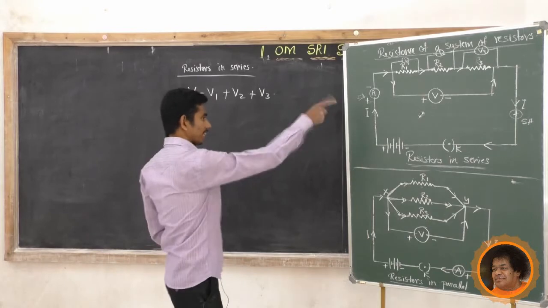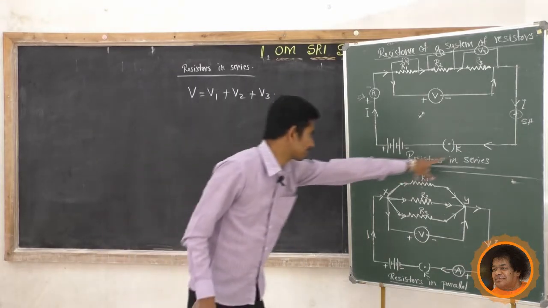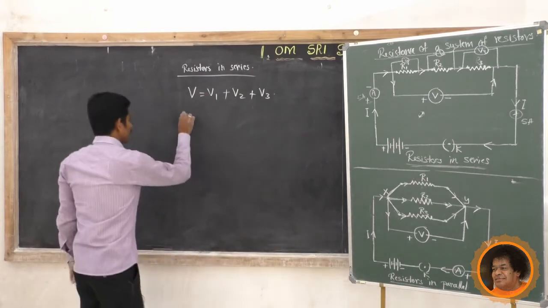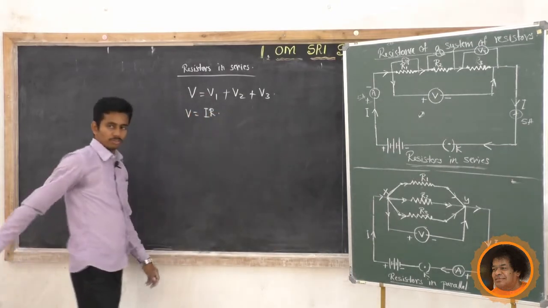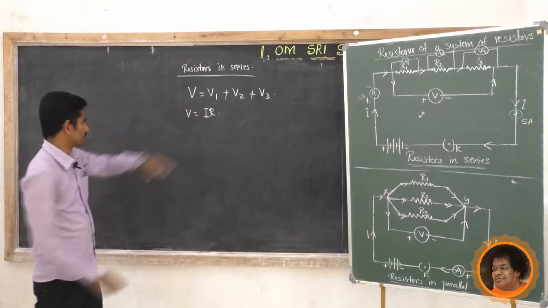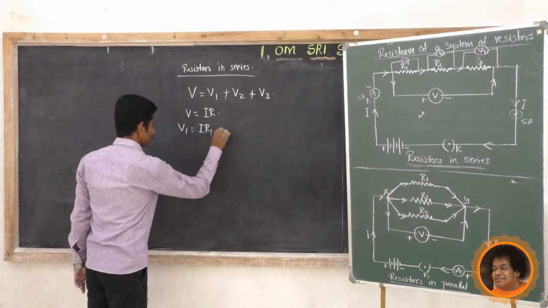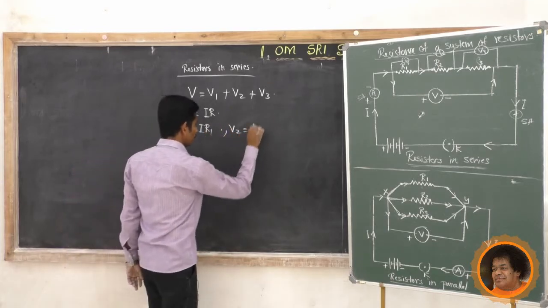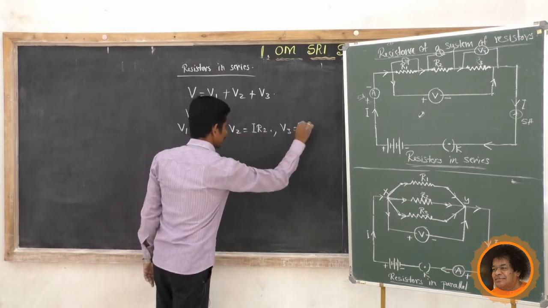Then what is the current? Current is always the same in the circuit for resistors in series. Then what is V? From Ohm's law, V equals IR. What is V1? V1 equals IR1. V2 equals IR2. V3 equals IR3.